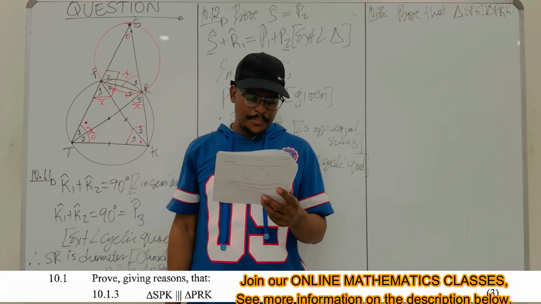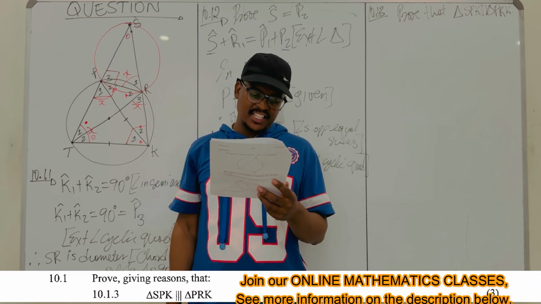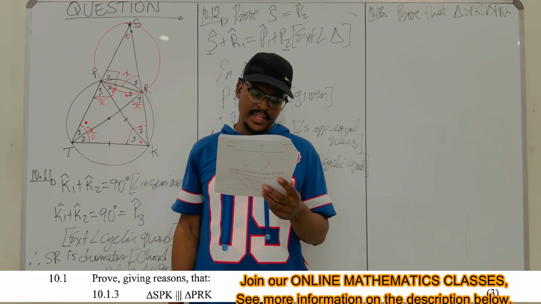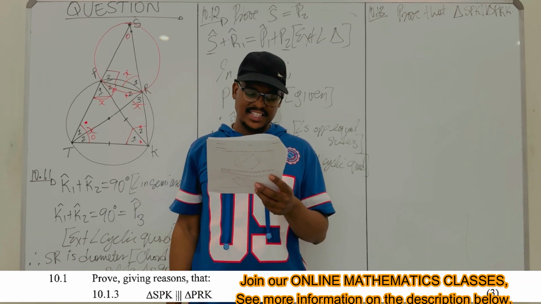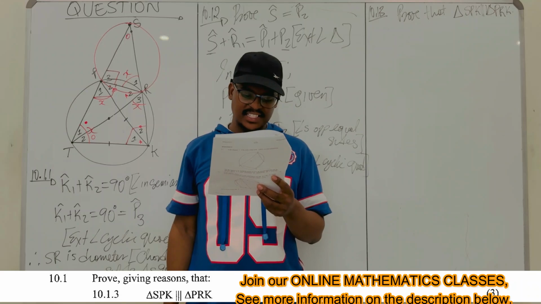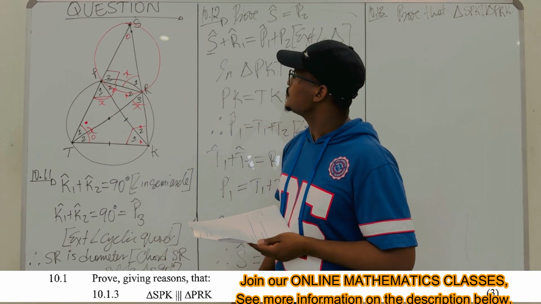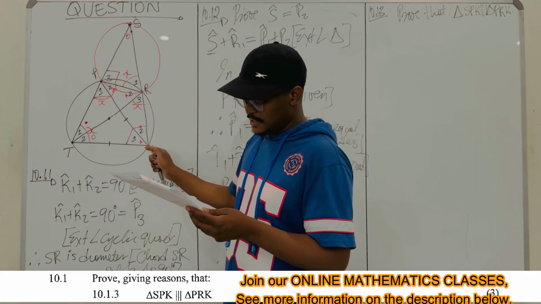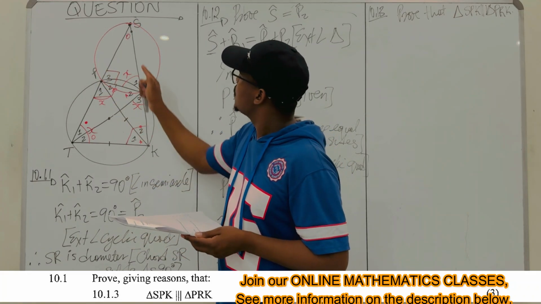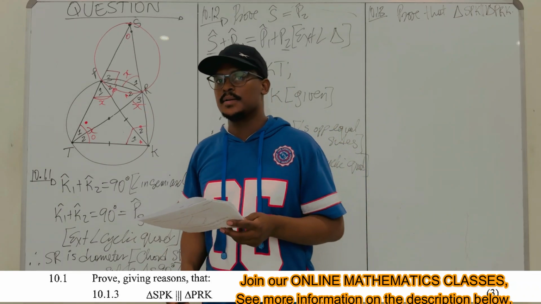Okay, so now we're doing 10.1.3. They are saying prove, giving reasons, that triangle SPK is similar to triangle PRK. So they want us to show, giving reasons, that triangle SPK is similar to triangle PRK. So what does this mean?